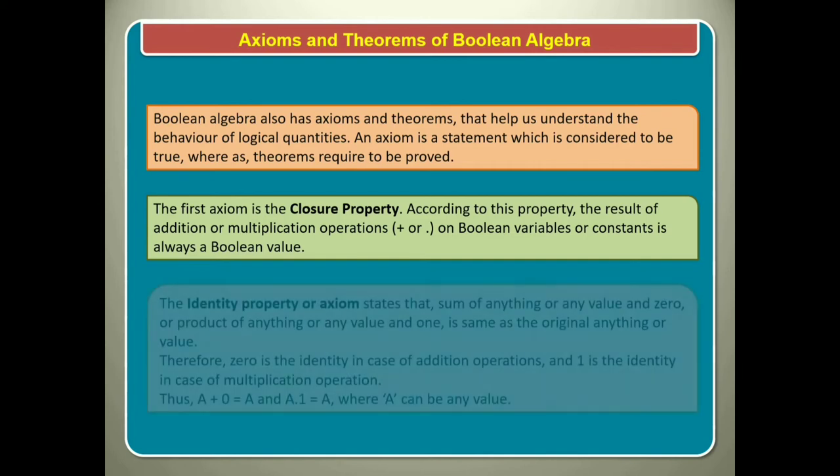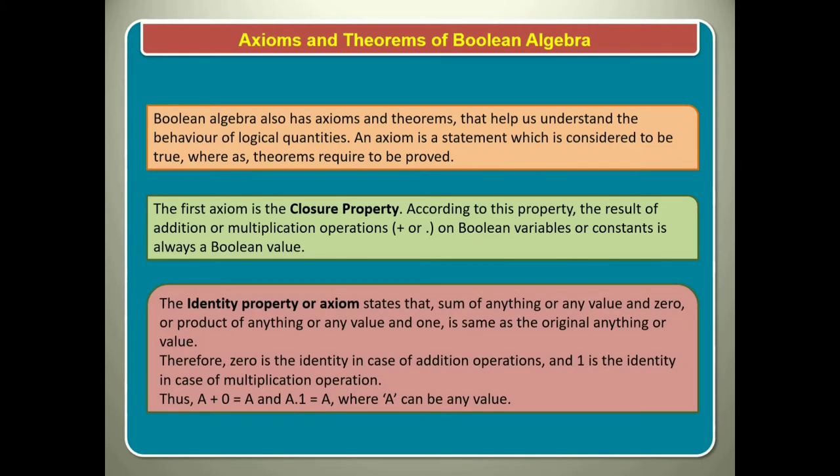The identity property or axiom states that the sum of any value and 0, or the product of any value and 1, is the same as the original value. Therefore, 0 is the identity in the case of addition operations, and 1 is the identity in the case of multiplication operations. Thus, we can say that A plus 0 equals A, and A multiplied by 1 is equal to A, where A can be any value.